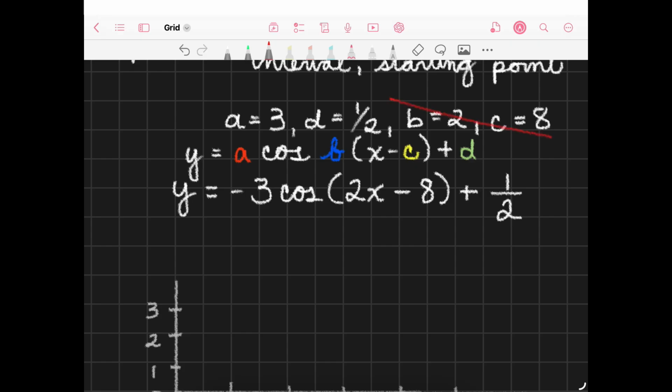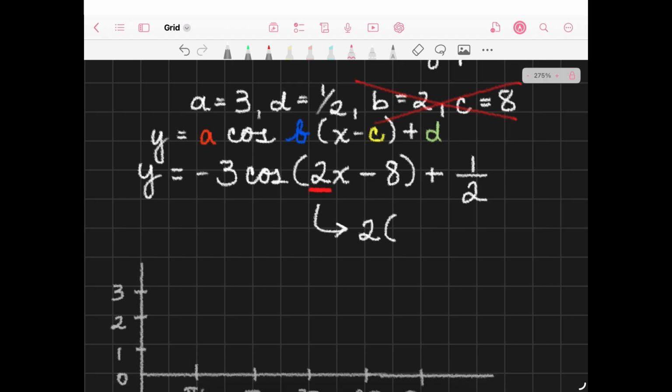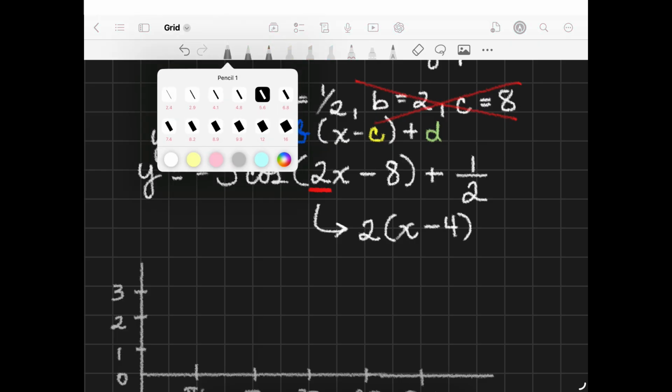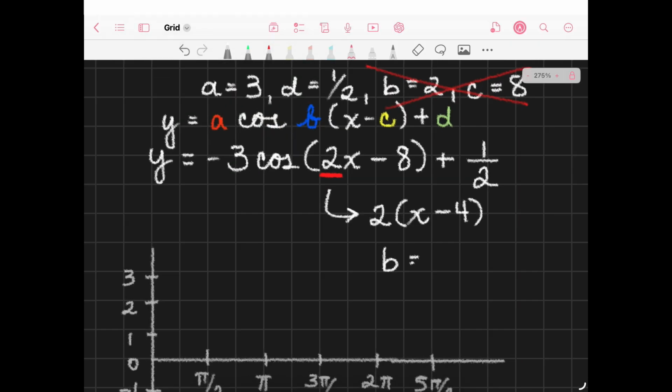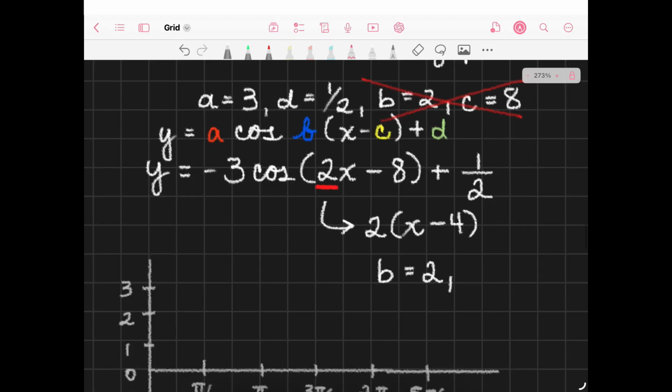This is actually wrong, because based on the standard form, we know that x should be alone and the constant should be outside the parenthesis. So what we would do here is factor out our 2. So we would get 2 times (x minus 4). That's where we can say that our B would be equal to 2 and our C would be equal to 4.